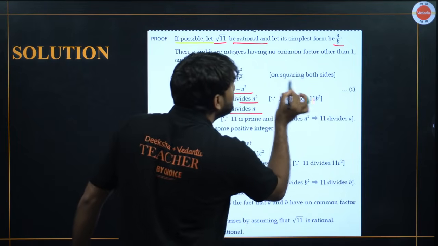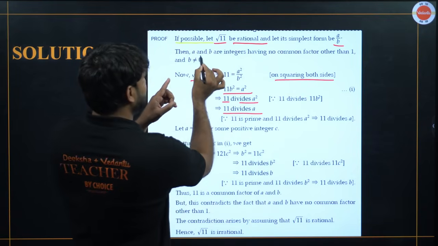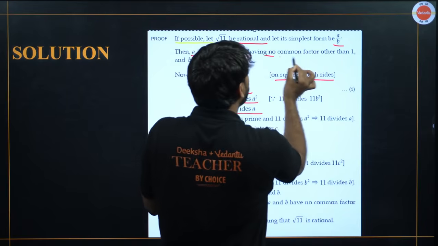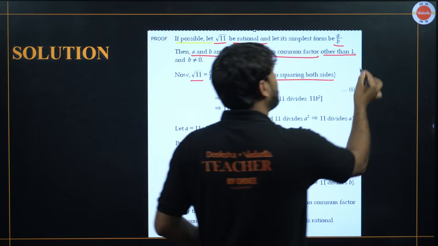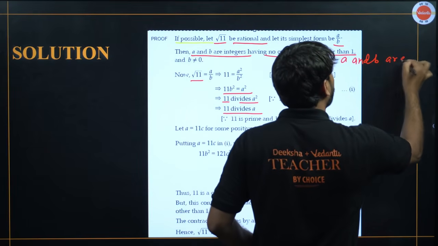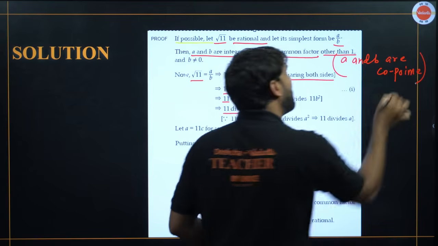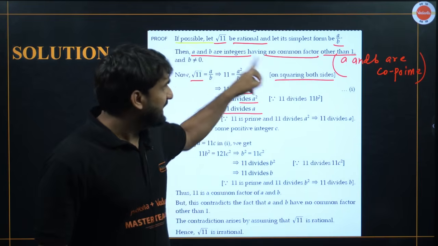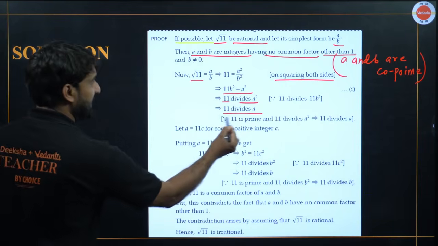Can you see here, my dear champion? On squaring both sides, this is the most important line: a and b are integers having no common factor other than 1. It means that a and b are co-prime. You can write either statement, both are the same. So 11 divides a.